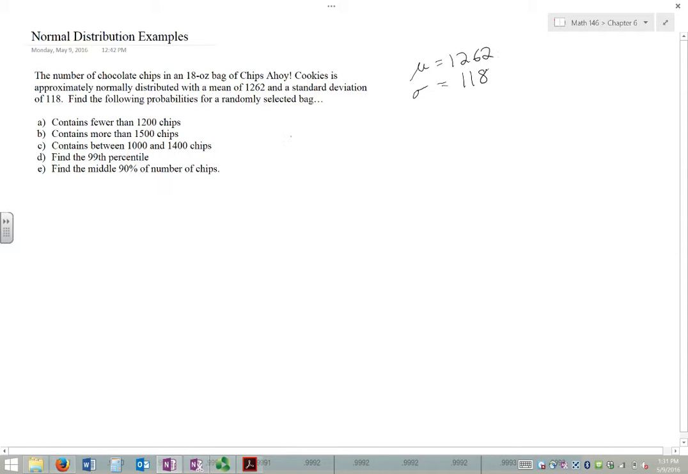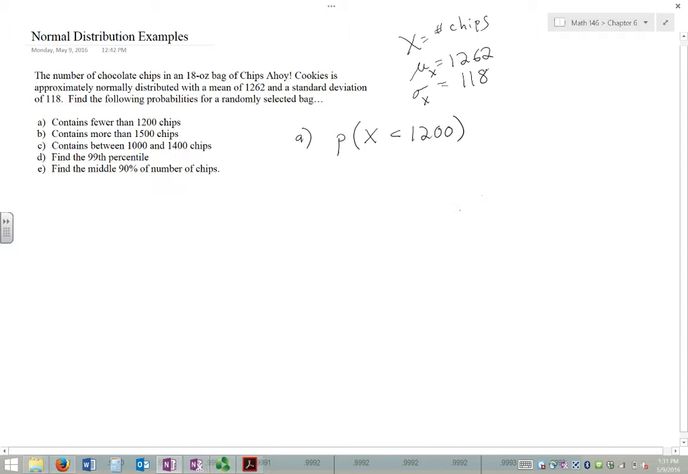So part A, find the probability that a bag, so X is the number of chips, the mean and standard deviation of X. So what's the probability that X is less than 1,200?